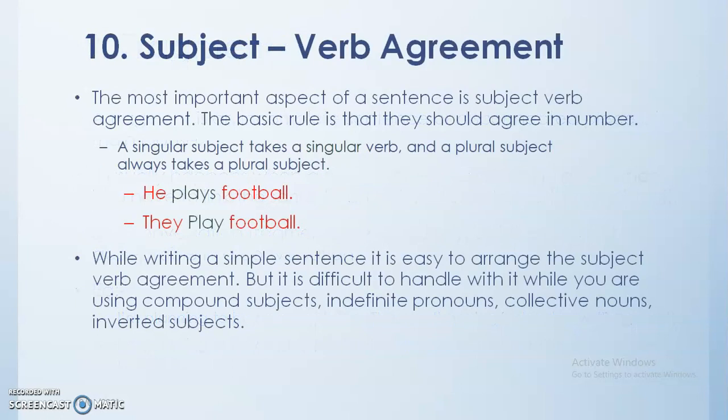Next one is subject verb agreement. It's a very easy and basic idea about language. The most important aspect of a sentence is subject verb agreement. The basic rule is that they should agree in number. Subject and verb should agree in number.